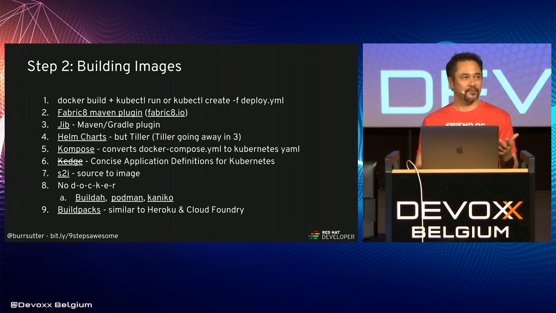There's also Jib, which came from the Google team not too long ago, and it also is another Maven plugin that generates a Docker image for you. So you don't have to do a Docker build with Jib. You just basically do a Jib build, and it does the Docker build for you.